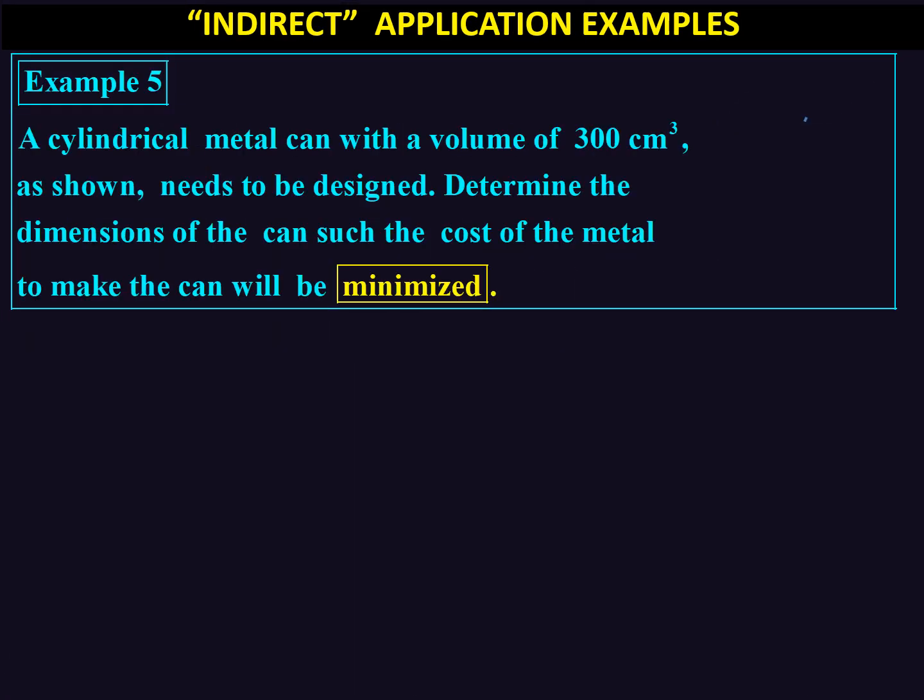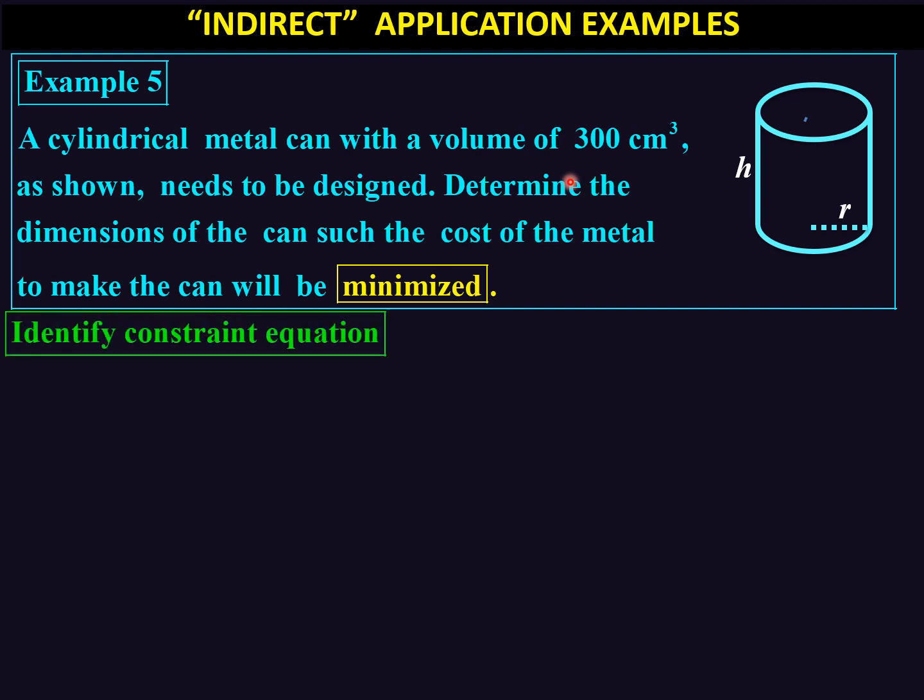In the next example, we're going to look at another geometric shape, in this case a cylinder. So we have a cylindrical metal can with a volume of 300 centimeters squared, as shown, that needs to be designed. Determine the dimensions of the can such that the cost of the metal to make the can will be minimized. So it's actually the cost of the metal, so that will be the surface area that needs to be minimized.